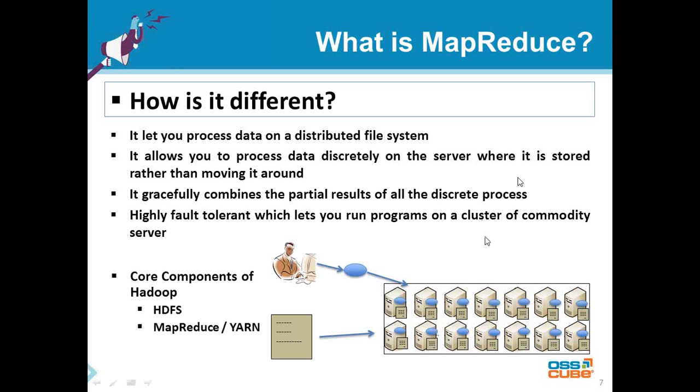So this is what exactly Hadoop did. Hadoop has two core components.